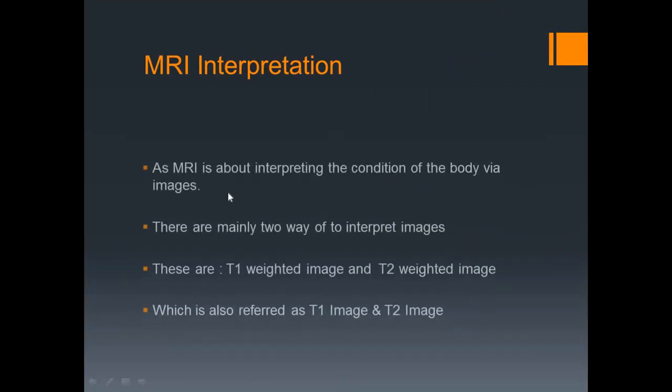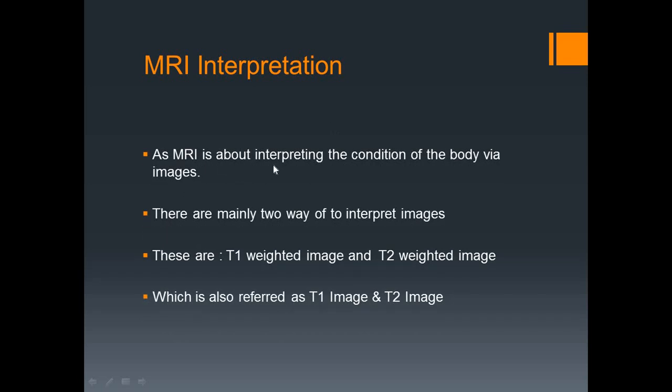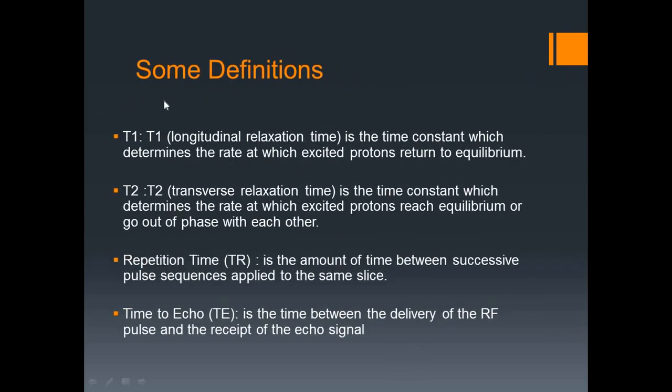MRI interpretation. As MRI is about interpreting the condition of the body via images, there are mainly two ways to interpret images. Those are the T1 weighted image and the T2 weighted image, also referred to as the T1 image and T2 image. To know about the T1 and T2 images, we need to know some definitions. T1 is the longitudinal relaxation time. It is the time constant which determines the rate at which excited protons return to equilibrium.